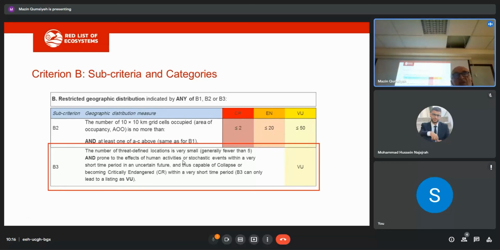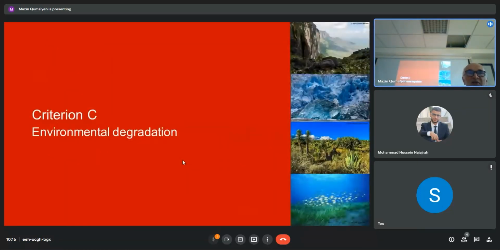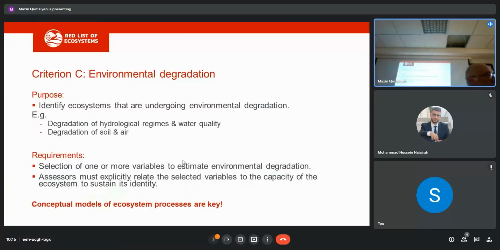So for this criterion B, you have a combination of sub-criteria, and you have to meet at least one sub-criterion with at least one of the conditions mentioned. Seems a bit complicated, but if you try, it's not impossible. Criterion C is environmental degradation, so it's linked with the quality of the ecosystem, no more with the extent. Remember, you have to meet at least one of these 5 criteria.